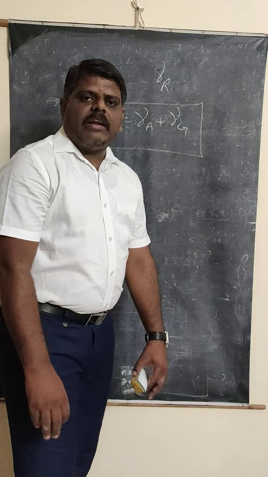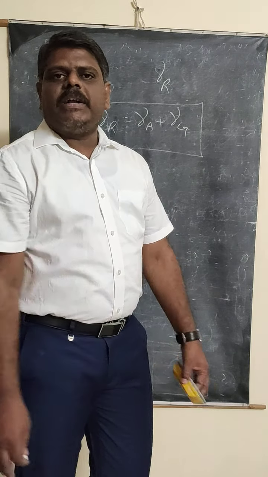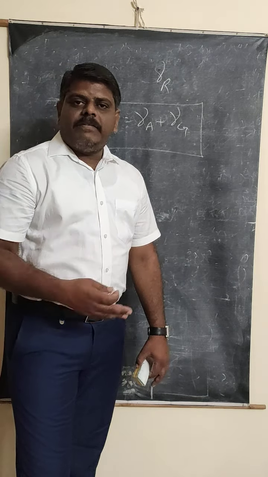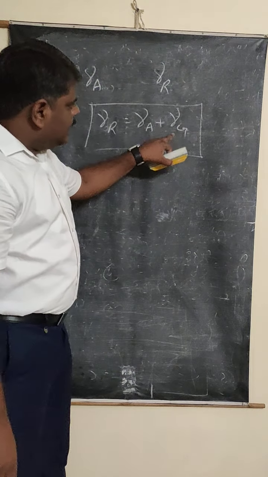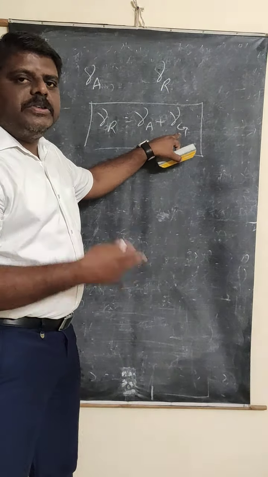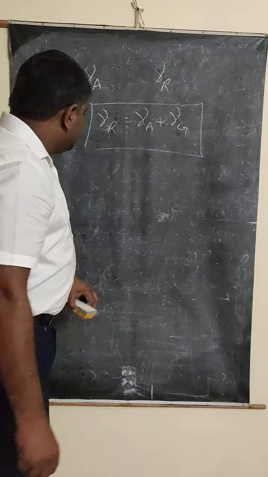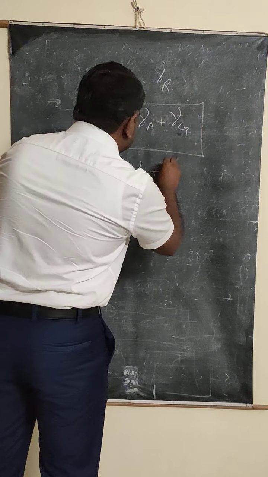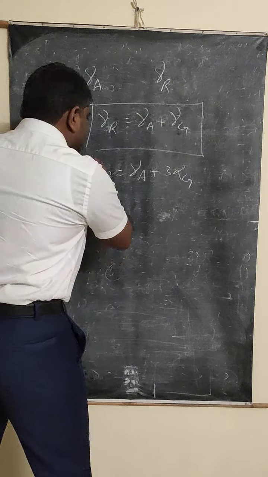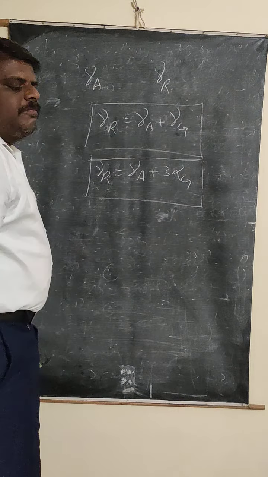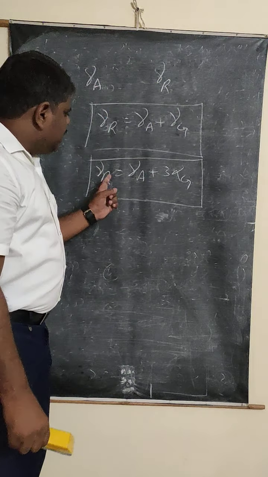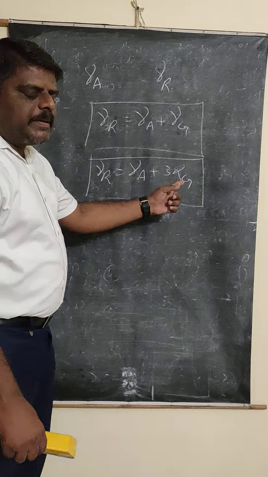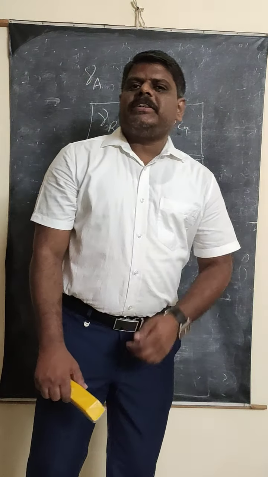Sometimes while you are solving a problem, instead of giving the volume coefficient of expansion of the glass, they will give you the linear expansion of the glass. If they give the linear expansion of the glass, then in place of gamma G, you have to substitute 3 alpha G. Then the formula becomes gamma R is equal to gamma A plus 3 alpha G. This is the formula. Here, what does alpha G represent? The coefficient of linear expansion of the glass.